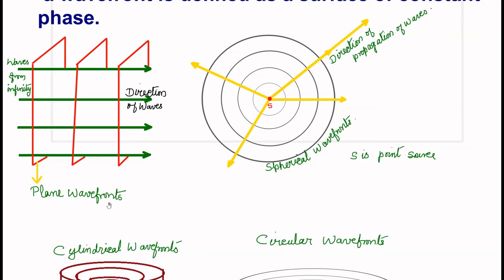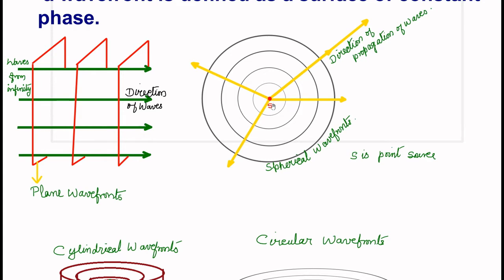Look at this diagram. A set of parallel waves which are coming from infinity. These are the direction of the parallel waves. For a set of parallel waves, wavefronts are plane in nature. So these are the plane wavefronts which are parallel to each other.